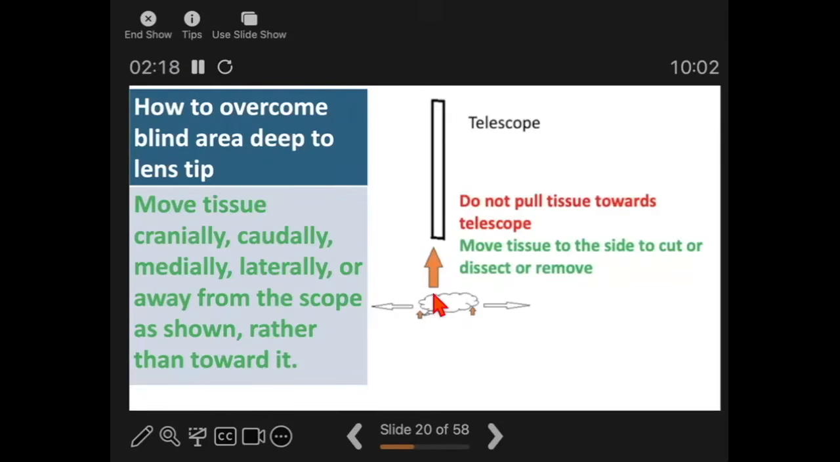One should gently dissect it to the side, cranial, caudal, medial or lateral, but one should not pull it towards the endoscope. If tissue is pulled toward the endoscope, the area deeper to it, that is the nerve or vessel, may get stretched and may get injured without knowing it.